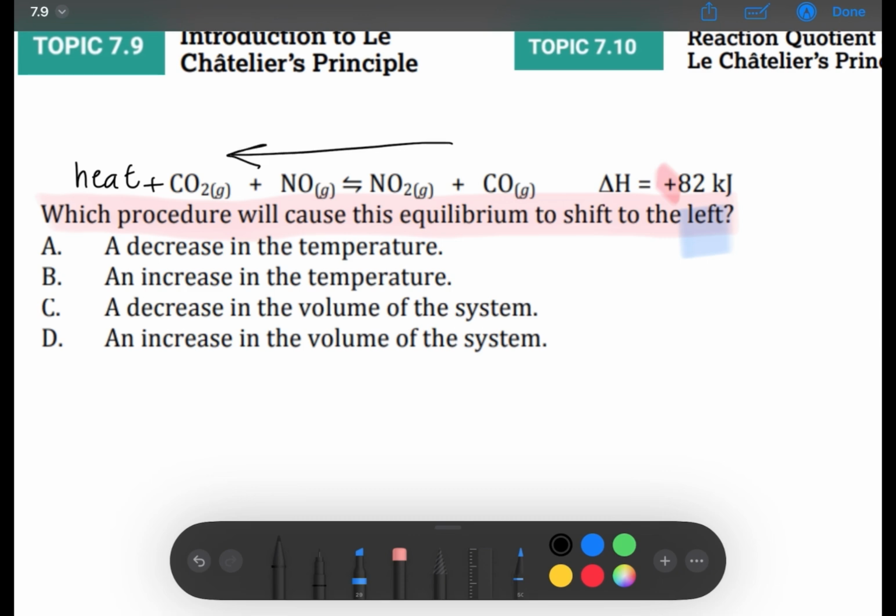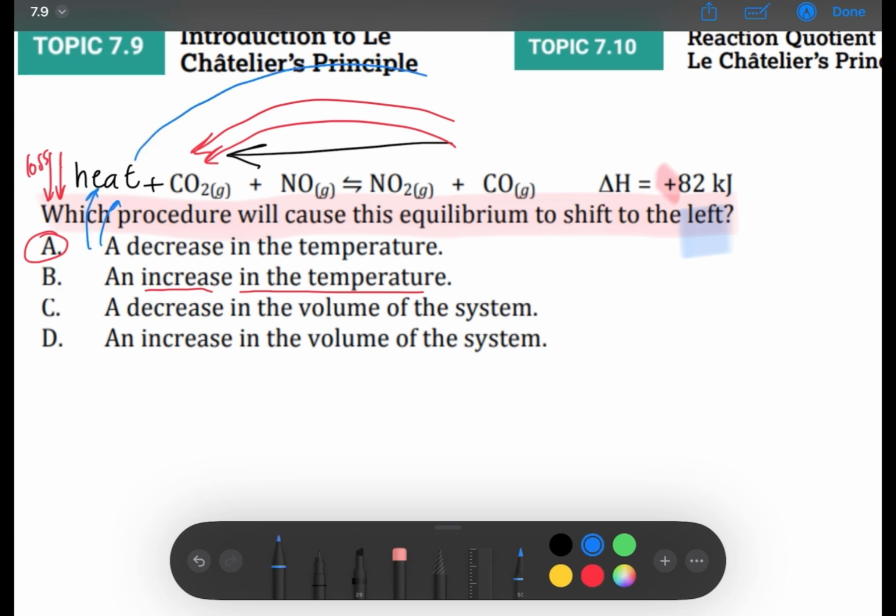How can I do this? Let's see the first choice, which says a decrease in temperature. If I decrease the temperature, then I have a loss, and the reaction will shift to compensate for this loss, right? That's why the answer for sure is A. Let's see B. It says an increase in temperature. If I increase the temperature, the reaction will shift to the product side, so it won't shift to the left side. Next, a decrease in the volume of the system. Decreasing the volume means increasing the pressure. If we increase the pressure, it will shift to the side with fewer gas moles.